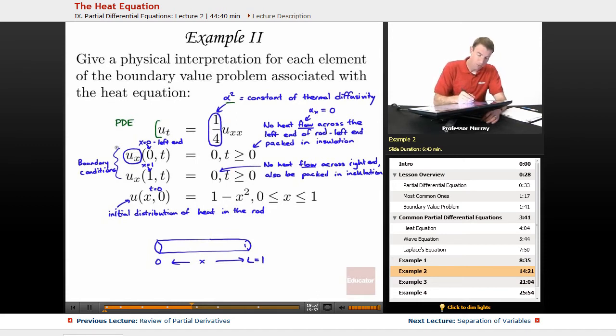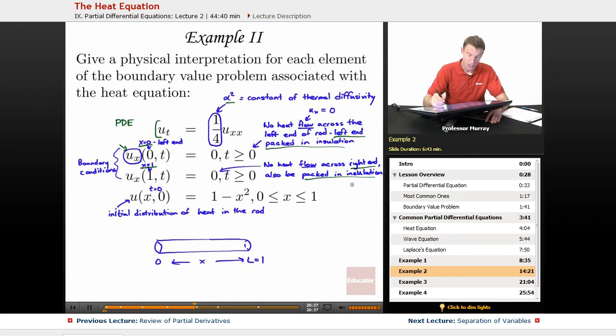Now, the difference from this problem to the previous one, from example 1, is that in the previous one there was just a u, and here we have a u sub x. And what that represents is that at the left end of the rod, x equals 0, and the right end of the rod, x equals 1, we've got no change in temperature across the boundary, which means that there's no heat flowing in or out across the boundary, which must mean that we have artificially prevented heat from flowing in or out, which means we must have packed it in some kind of insulating material.